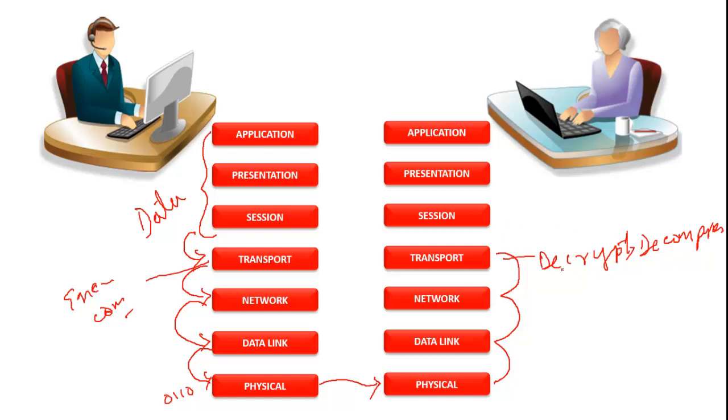Done. Now once it is decrypted and decompressed, it is going to forward it to the upper layer of the OSI model, and once the data reaches the application layer, the user is able to read the information. So this is how the entire concept of the OSI model works.